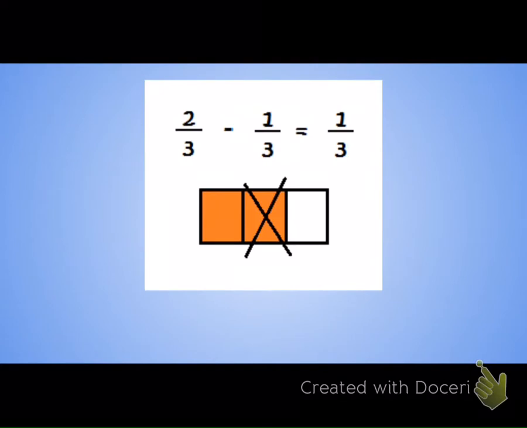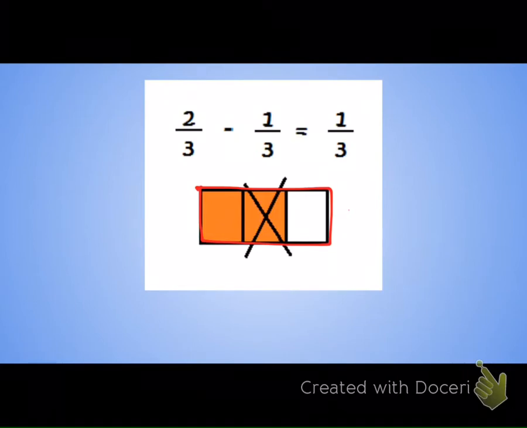All right, let's take a look at this next example here. We have 2/3 minus 1/3 equals 1/3. So they've given us the model here of what would be 2/3 colored orange. And we're taking one of those thirds away, which they put the X in, leaving us, well, how much is left over? It would be 1/3.